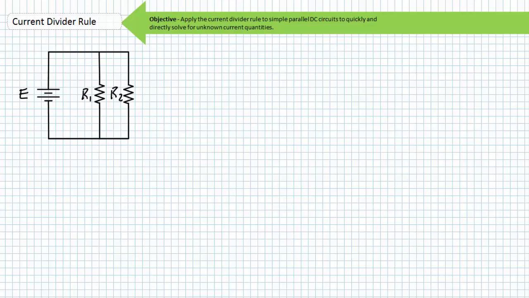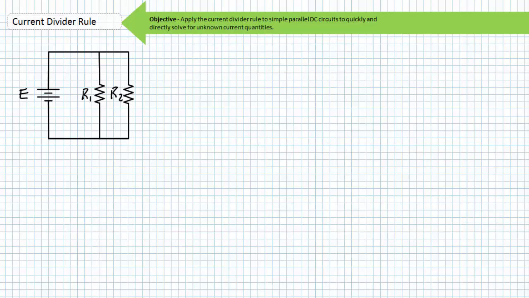I will admit up front that the current divider rule is a shortcut normally reserved for special case scenarios, and in comparison to the voltage divider rule, is relatively infrequently employed in circuit analysis. This being said, when presented with an occasion in which the current divider rule can be employed, it is as useful as an eye-poking stick when you need to poke someone in the eye.